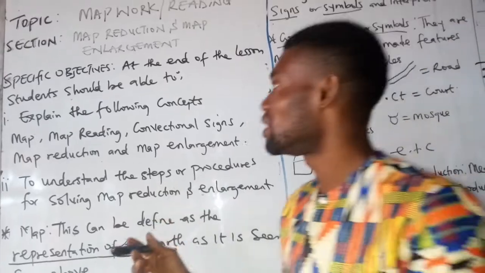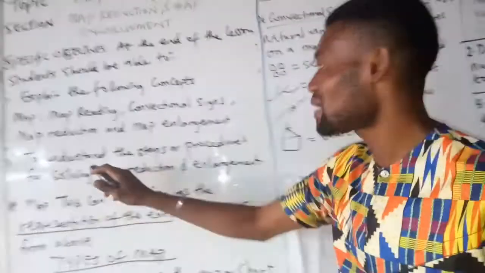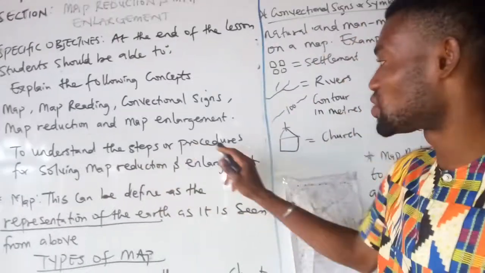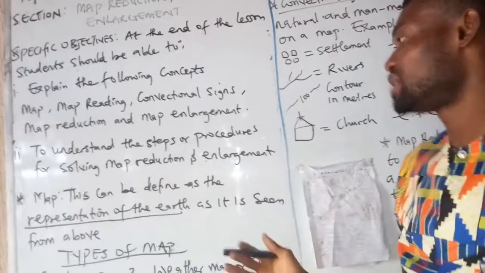While the second objective is that at the end, students should be able to understand the steps or procedures for solving map reduction and map enlargement.